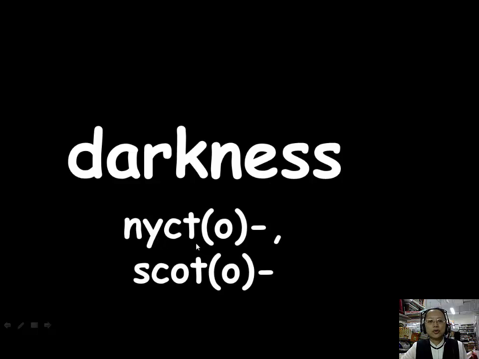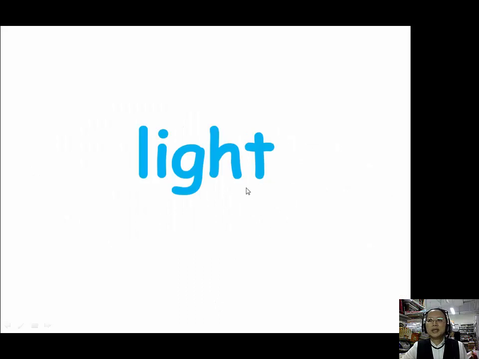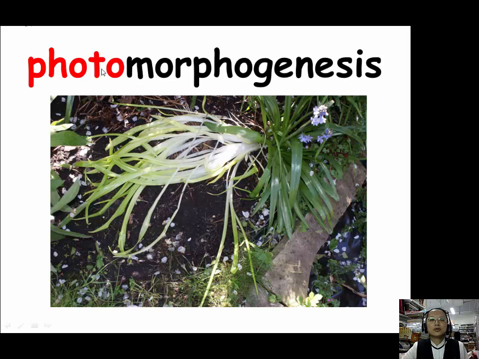Let's review what we learned for the prefix relating to darkness. Nycto, N-Y-C-T-O, and scoto, S-C-O-T-O. For describing light, we have only one prefix, photo, P-H-O-T-O. For photo, we give two examples. One is photomorphogenesis. This part of the plant is doing photomorphogenesis.